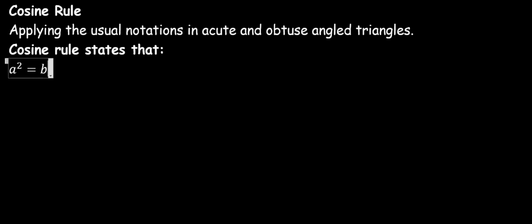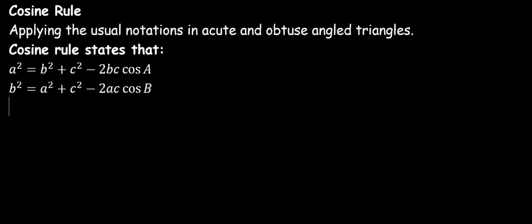Applying the usual notations in acute and obtuse angle triangles, the cosine rule states that a square is equal to b square plus c square minus 2bc cos A. B square is equal to a square plus c square minus 2ac cos B. C square is equal to a square plus b square minus 2ab cos C.